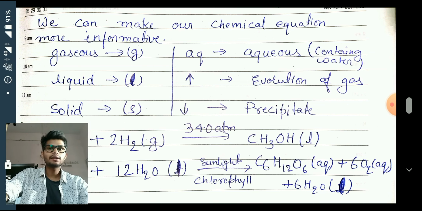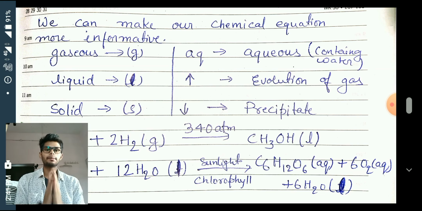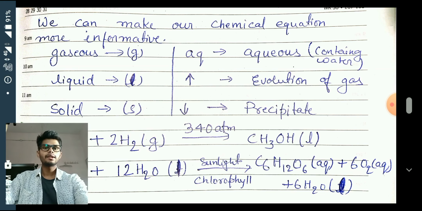We can make all the chemical equations more informative by using some notations. You can see that gaseous stands for small g, liquid stands for small l, solid stands for small s, and aqueous, which means containing water, stands for aq. An upward mark means the evolution of gases. If a downward mark is there, then you can say that there will be some precipitation.